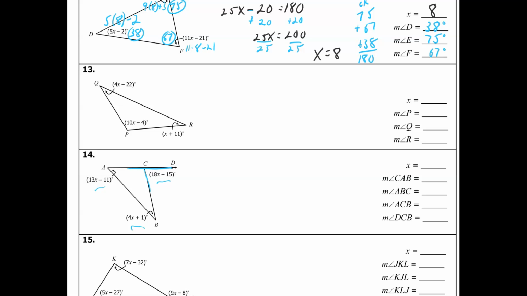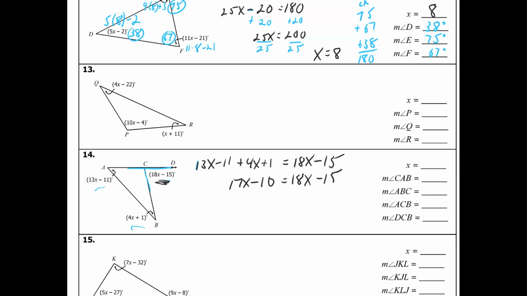Let's write that down in our equation. It's still long, but it's not quite as long as the last one. But I have 13, let's do this in black to start. 13x minus 11 plus 4x plus 1 equals that exterior angle, 18x minus 15. Okay, let's combine like terms. I have 17x minus 10 equals 18x minus 15. Oh, look, I got variables on both sides.